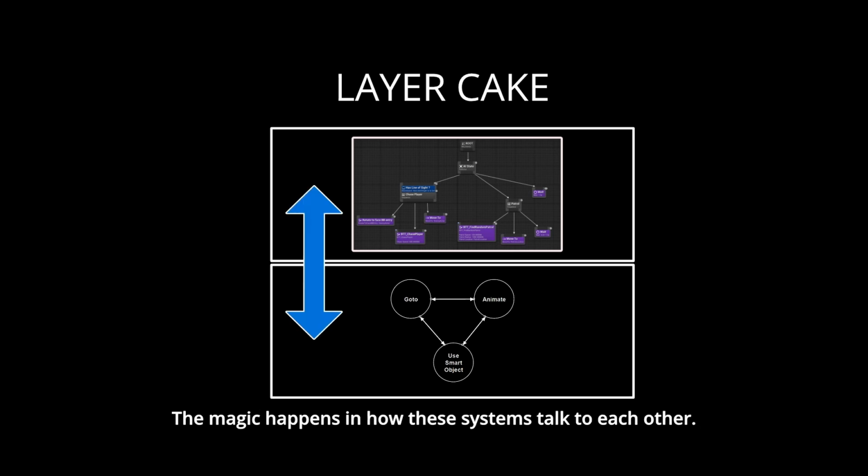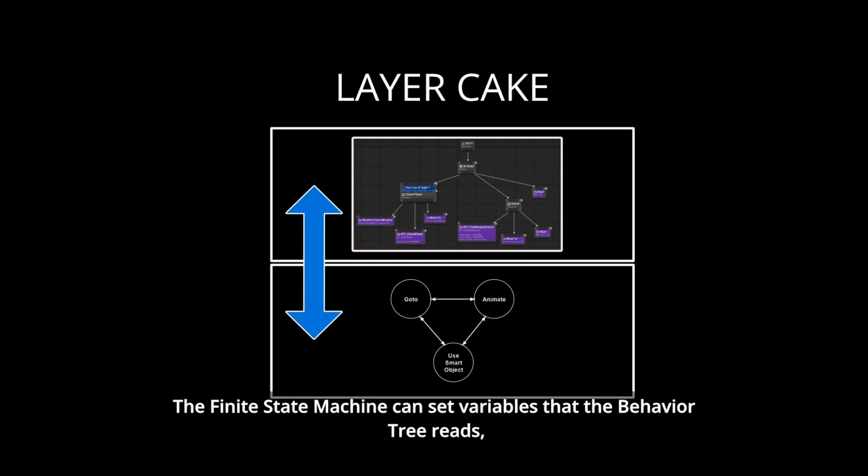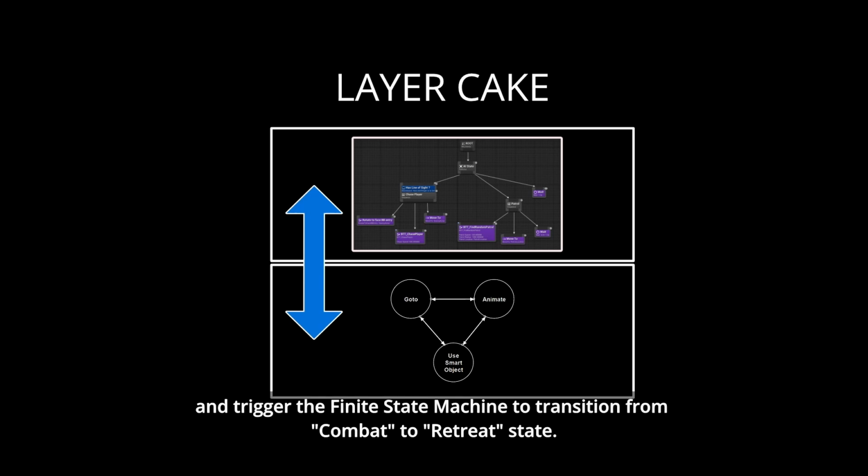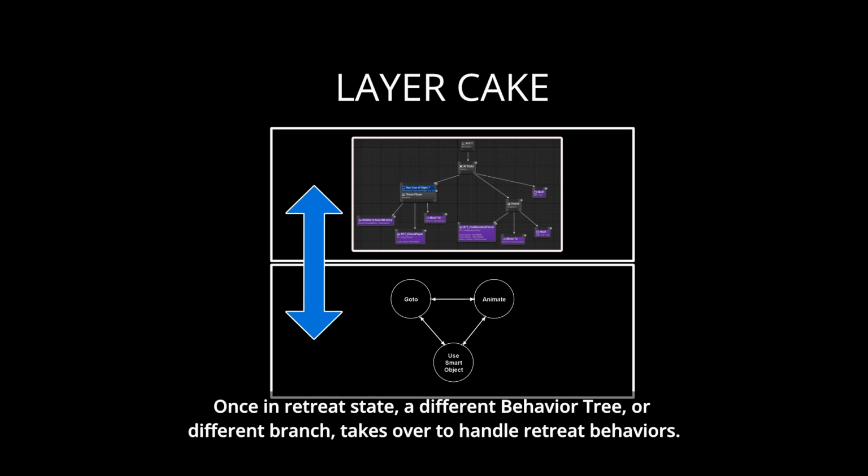The magic happens in how these systems talk to each other. The finite state machine can set variables that the behavior tree reads, and the behavior tree can trigger state changes in the finite state machine. For example, a behavior tree might be evaluating combat tactics, realize the AI is heavily damaged, and trigger the finite state machine to transition from combat to retreat state. Once in retreat state, a different behavior tree or different branch takes over to handle retreat behaviors.